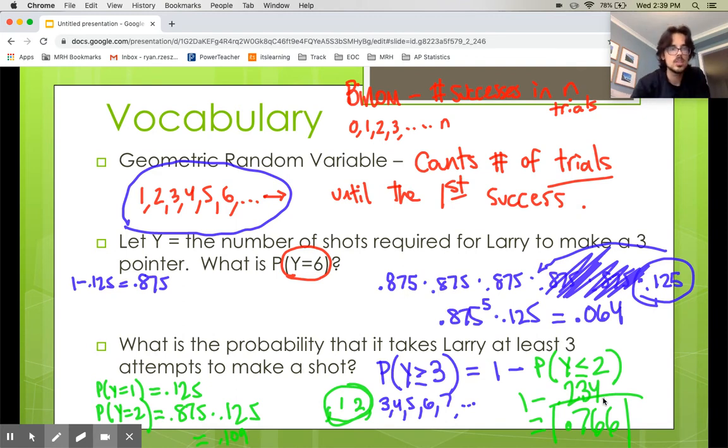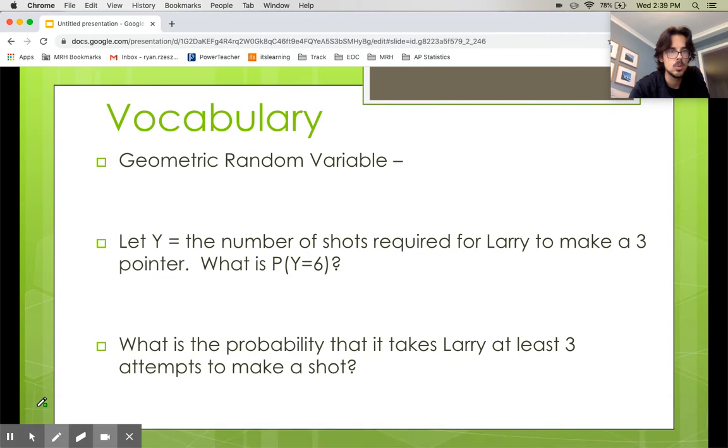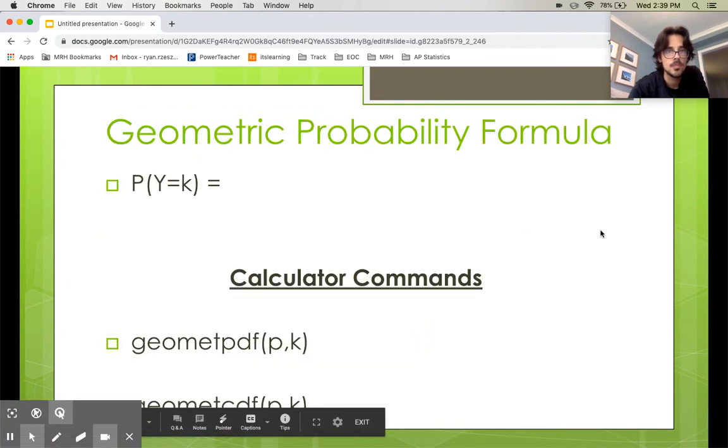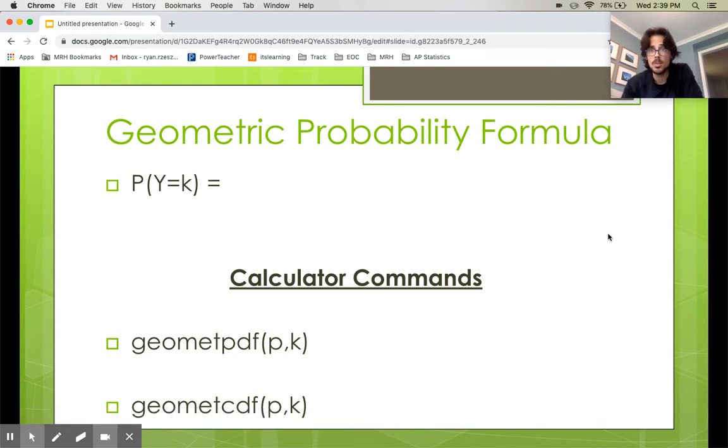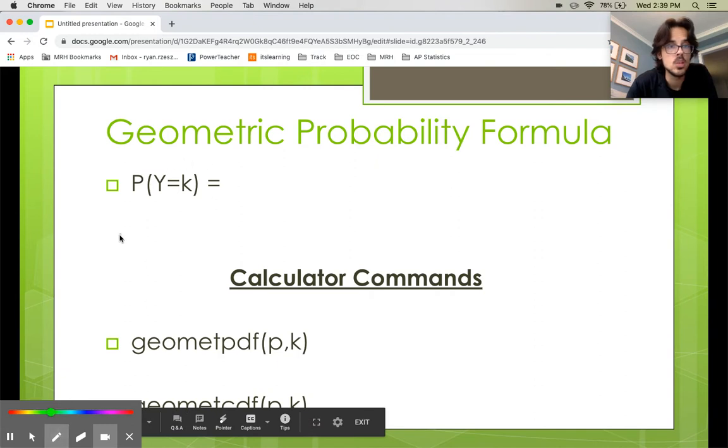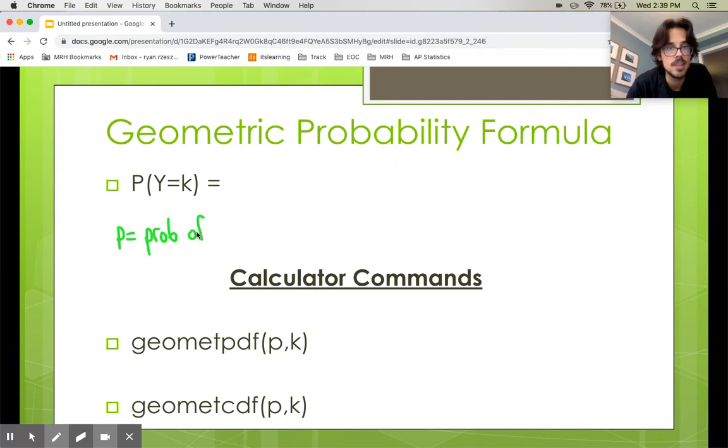All right, so let's keep going here. The formula for a geometric is easier than the formula for a binomial because you don't have to worry about scrambling. It can only happen one way. And if we look at a geometric problem, there's actually only one thing you need to know. You have to know the probability of success. So in a binomial, there were two parameters, p and n, for number of trials. All you need in geometric is p.